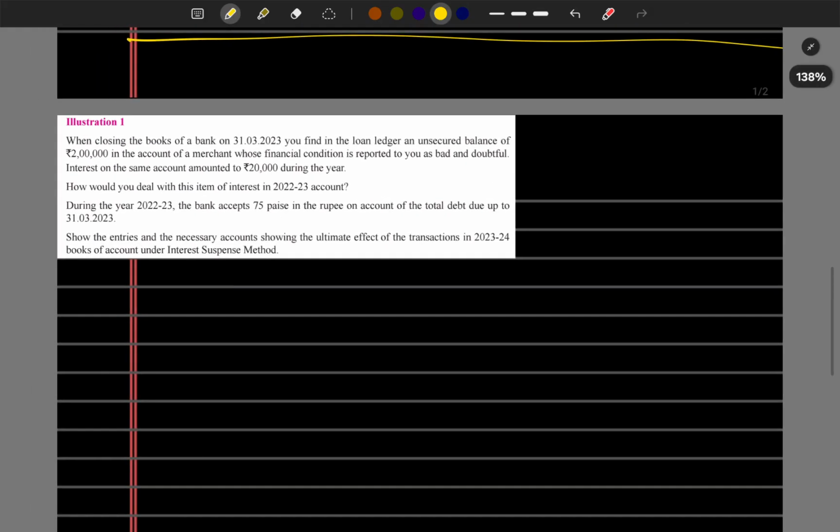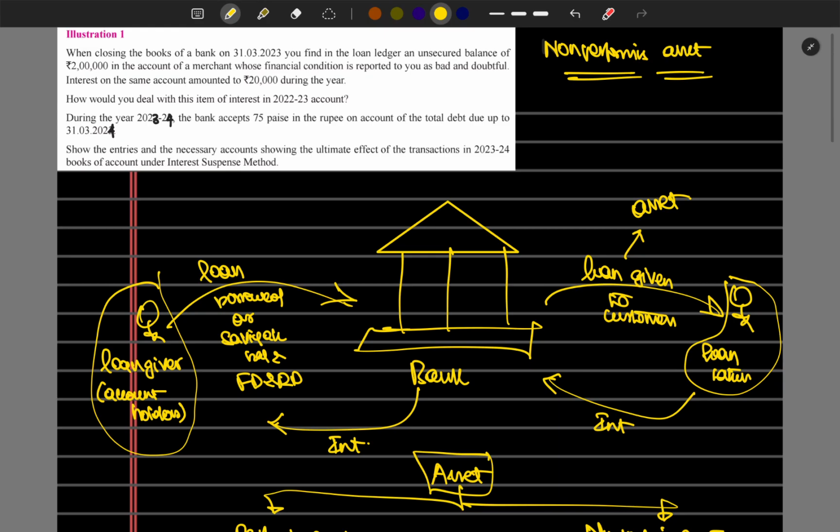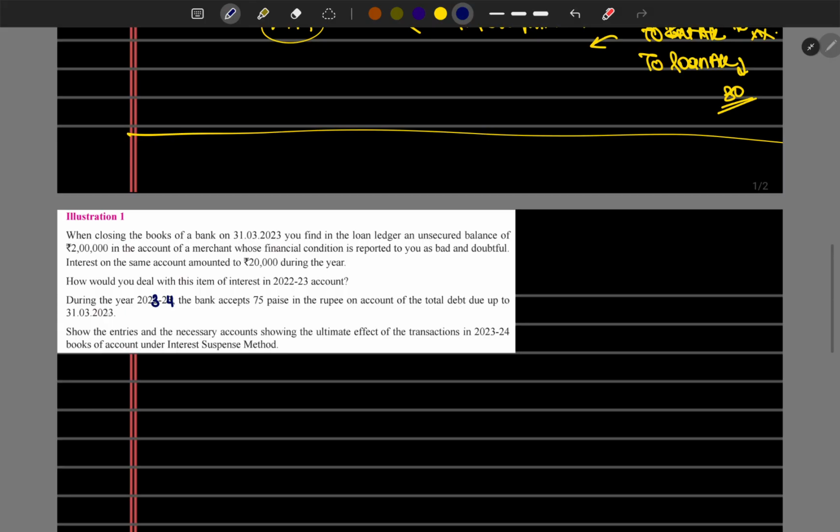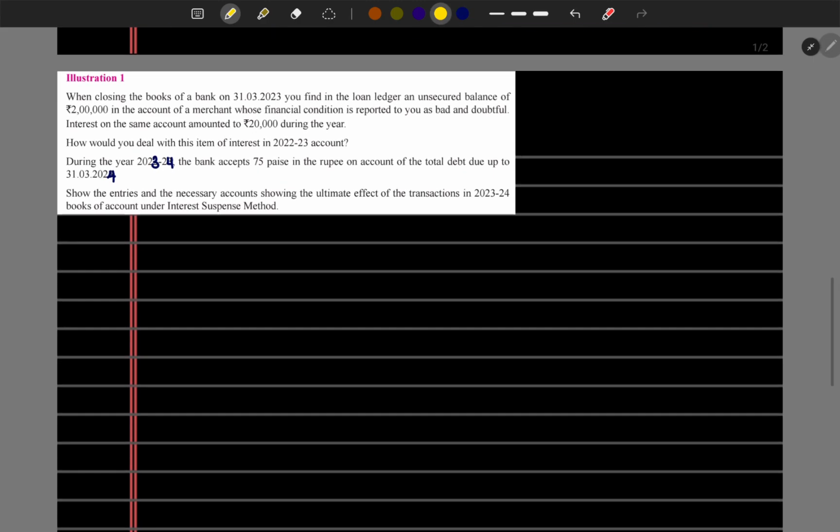Okay, what they are saying is, when closing the books on 31/3/23, the unsecured loan is rupees 2 lakhs, and in the account of a merchant whose financial condition is reported to you as bad and doubtful.